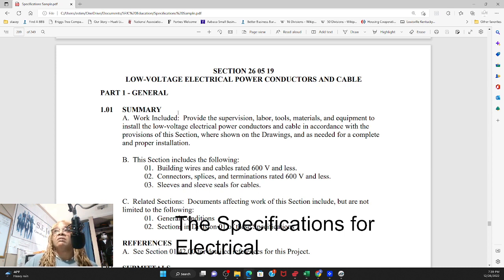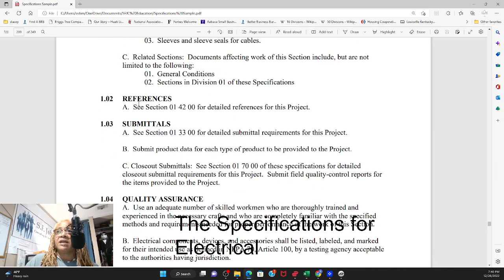And so for our apartment complex, the first thing that applies in the specs related to the electrical scope of work is 260519, which is the low voltage electrical power conductors and cable, general information summary. Work included: provide supervision, labor, tools, materials, and equipment to install the low voltage electrical power conductors and cable in accordance with the provisions of this section. Okay, we're the electrician, so we know what we're supposed to provide: sleeves and sleeve seals for cables, connector splices, termination, all the way down.